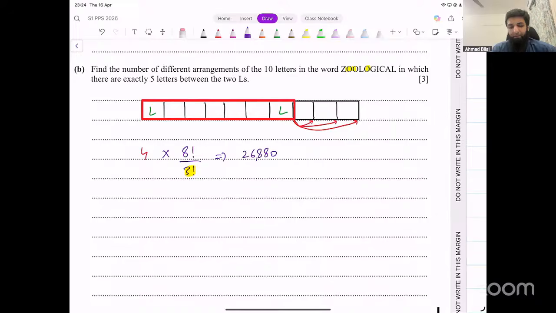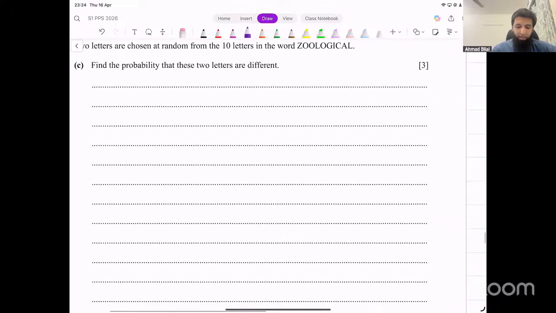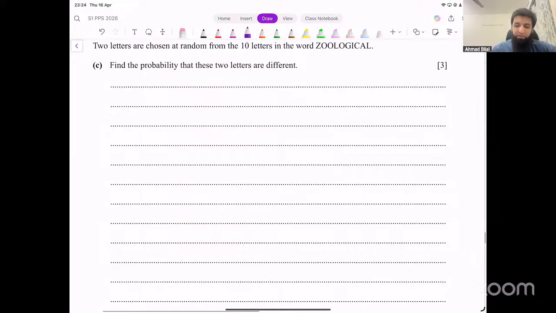Okay. Let's look at the next one. Now they're saying 2 letters are chosen at random from the 10 letters in the word zoological. Find the probability that these 2 letters are different. Okay, now that looks a bit tricky. 2 letters are chosen from the 10 letters. Find the probability that the 2 letters chosen are different.